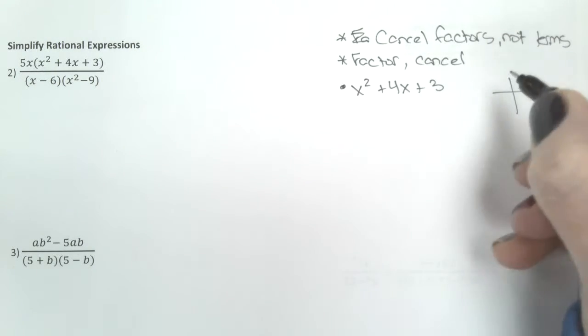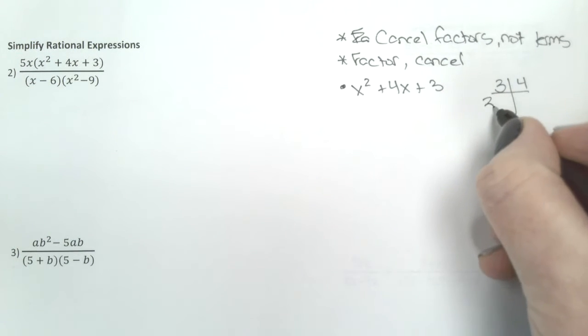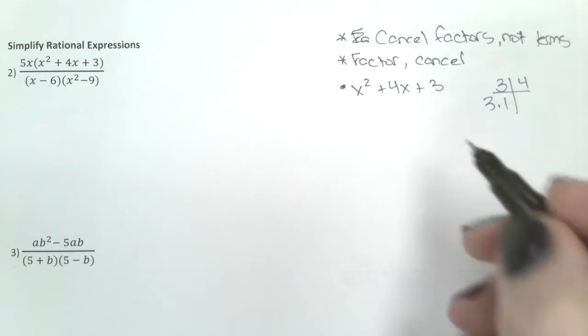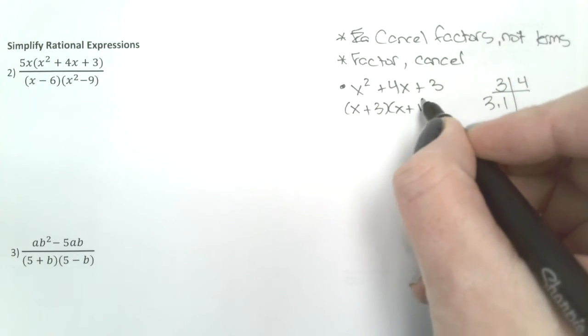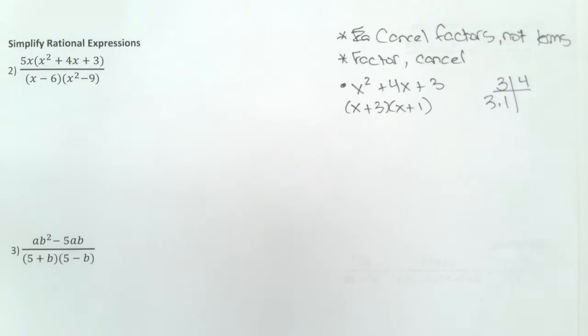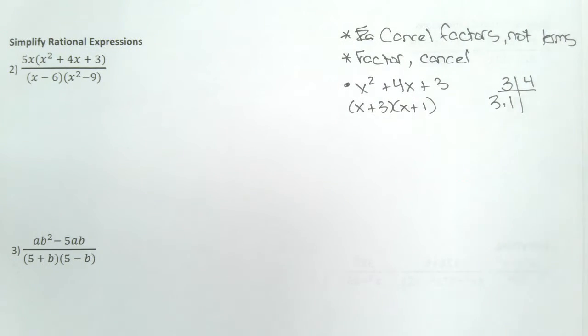So I'm going to start off with this trinomial, x squared plus 4x plus 3. So I make my ACB chart. I need factors of 3 that add to 4, which are just 3 and 1. So this factors x plus 3, x plus 1. So this is really how I tend to do it. I factor everything off to the side, and then I'm going to substitute it in a minute.